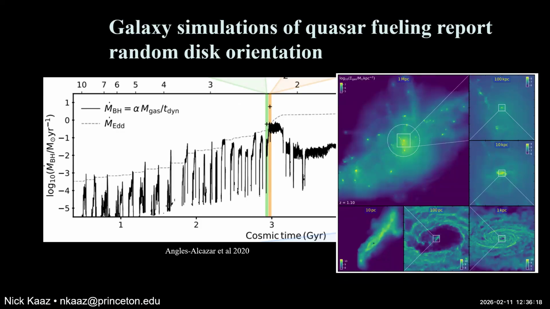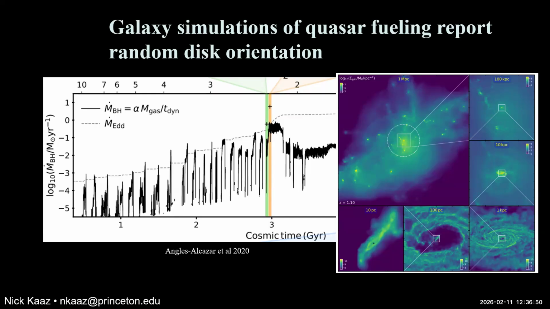So on the galaxy end, there's been a lot of work recently on trying to fuel AGN from closer to first principles. This is a plot from Daniel Angles Alcazar's paper from a handful of years ago, where he was looking at periodic fueling of an AGN, looking from quasar phase to quasar phase, and generally found that the angular momentum of the inflowing gas had a wide distribution of orientations, suggesting that event to event should be misaligned.